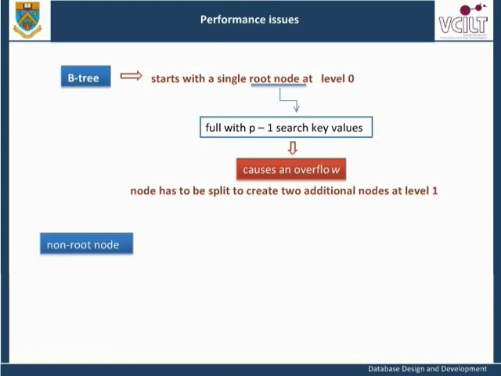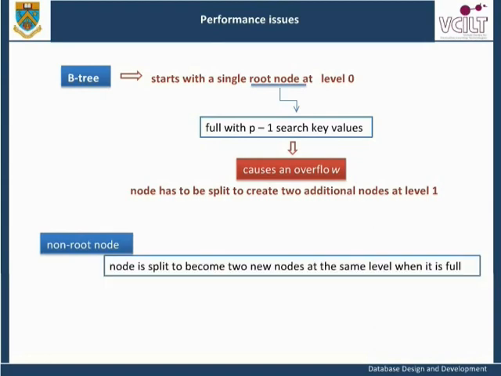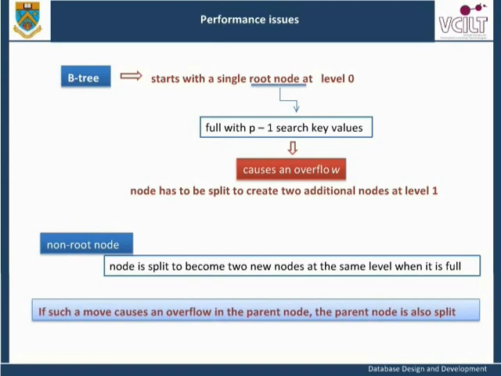When a non-root node is full, and a new entry is inserted into it, that node is split to become 2 new nodes at the same level, and the middle key value is moved to the parent node, along with 2 tree pointers to the split nodes. If such a move causes an overflow, the parent node is also split in the same way. Such splitting can propagate all the way to the root node, creating a new level every time the root is split. We will study the algorithms in more detail when we discuss the B+ tree later on.